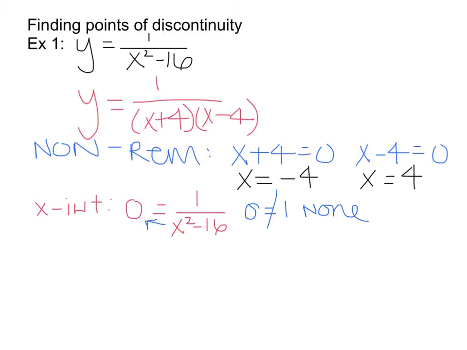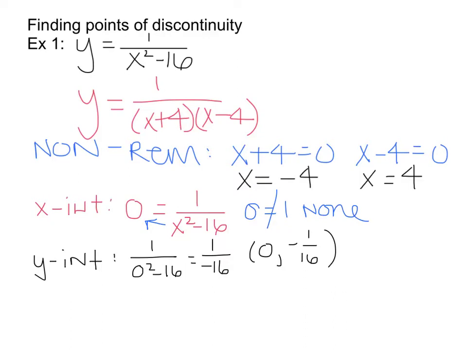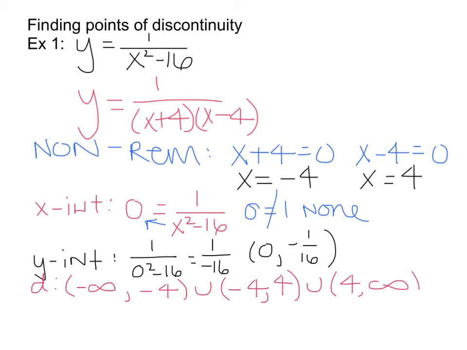So then to find your y-intercept, you're going to plug in 0 for x. So it's going to be 1 over negative 16. So your y-intercept is 0, negative 1/16. So the vertical asymptotes are going to affect my domain. So my domain is going to be from negative infinity to negative 4, and then it's going to jump from negative 4 to positive 4, and then it's going to jump from positive 4 to infinity. The y-intercept is going to affect your range.